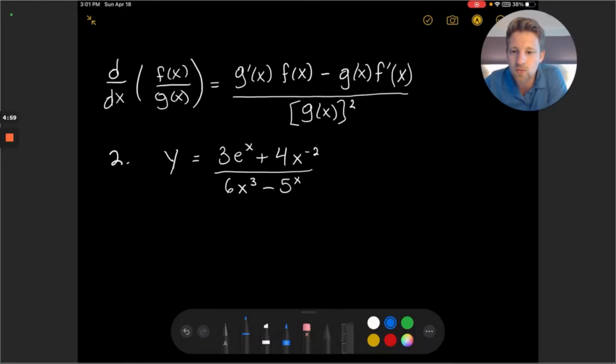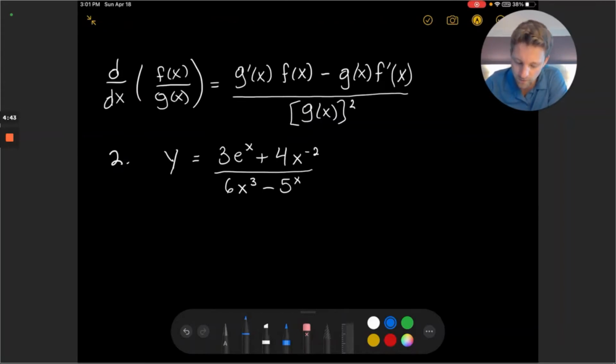Welcome. In this video, we'll do a second example using the quotient rule. Here we have a function y, which has a function in the numerator and in the denominator. So this is a perfect case to use our quotient rule.